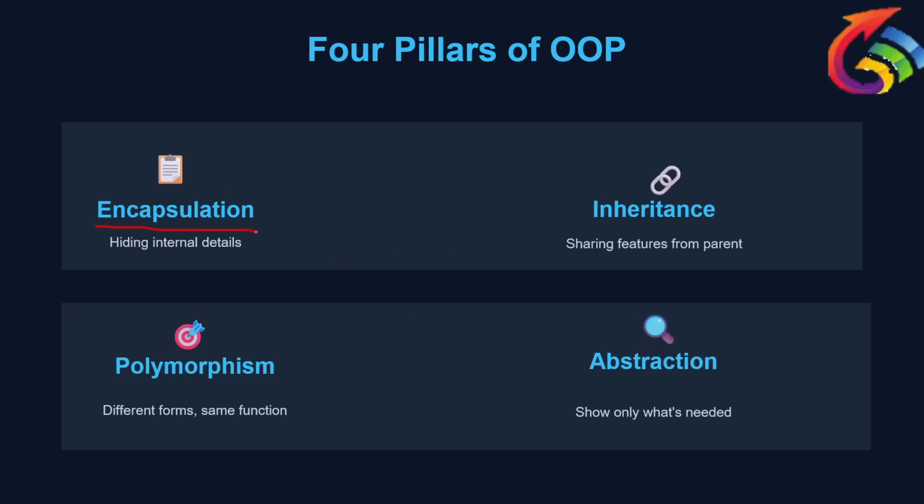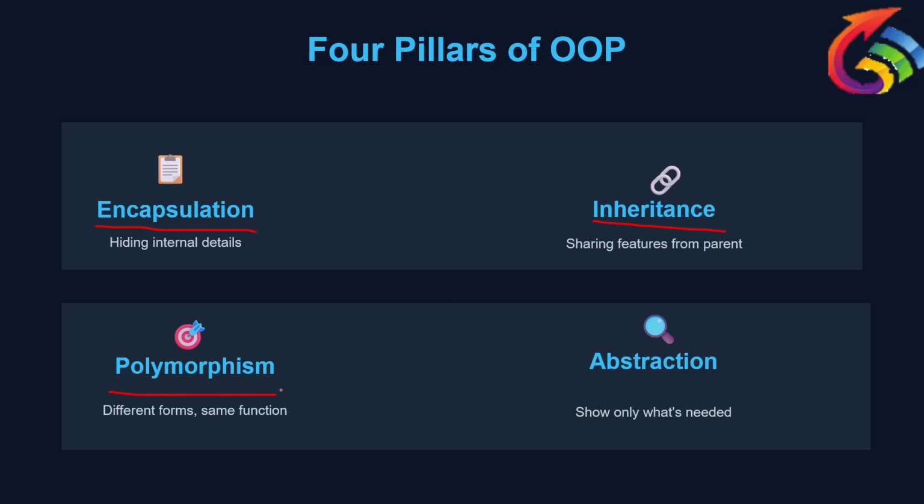First one is encapsulation. So it means keeping things hidden inside like a TV remote. You press buttons, but you don't see what's exactly there inside it. The second one is inheritance, like kids inherit traits from parents. In a similar way, classes can inherit features from other classes.